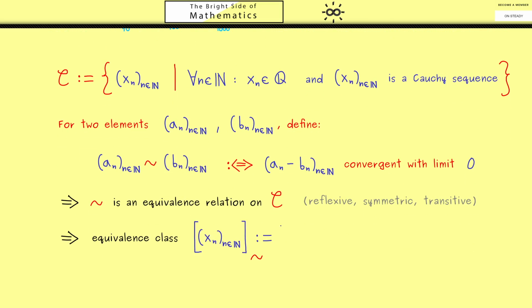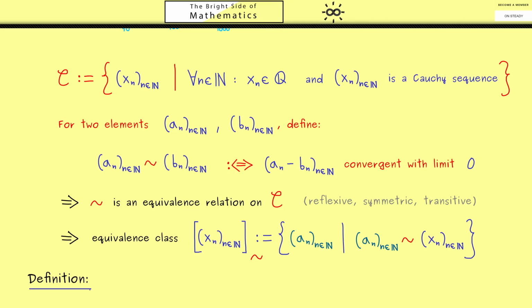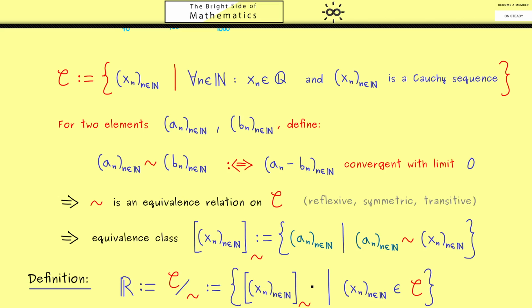By definition, the equivalence class of xn is just the set of all Cauchy sequences that are equivalent to xn. And therefore, this equivalence class now uniquely represents one point on the number line. To put it in other words, we now can actually define the real numbers. The set R is just given by the set of all equivalence classes. So the set of these boxes defines the complete number line.